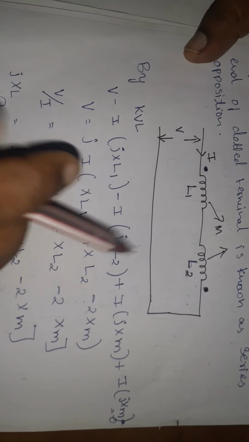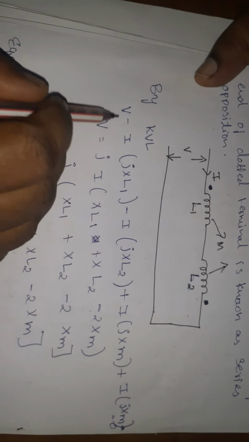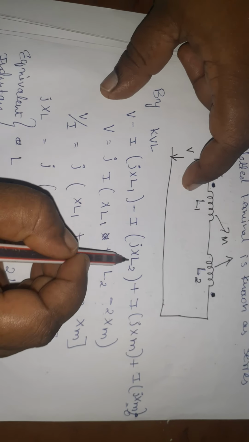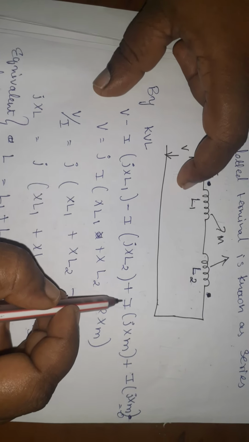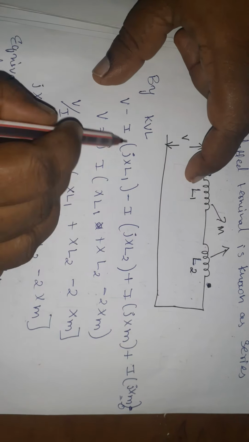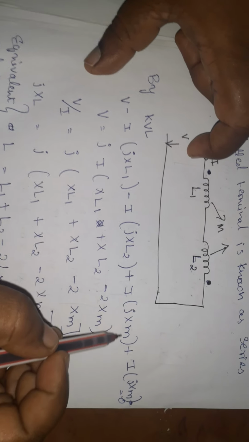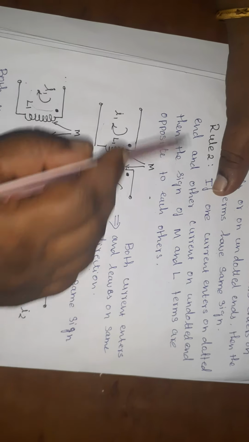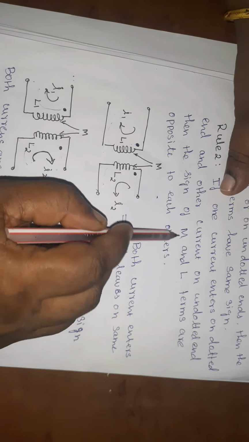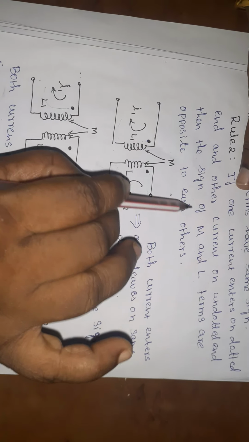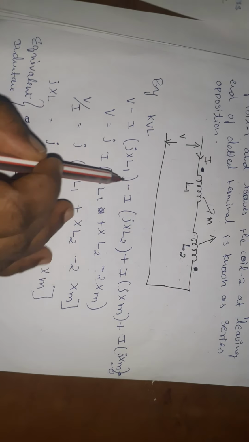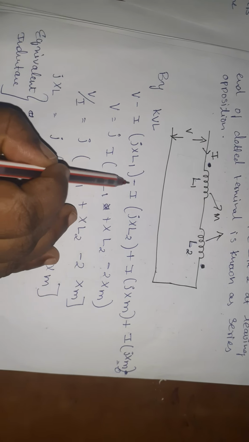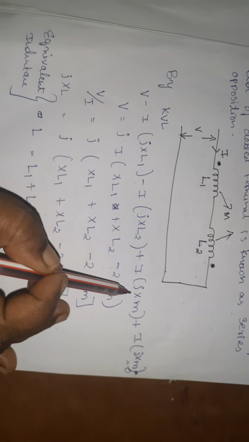Here also you apply the KVL rule. So V minus I into jXL1 minus jXL2 plus, so opposite sign. So L1 and L2 are in minus now, and the mutual inductance gets positive. Depending upon rule 2, if one current enters on the dotted end and the other current on the undotted end, the signs of the M and L terms are opposite to each other. Here the L inductance sign is negative, which means the mutual inductance obviously gets positive.